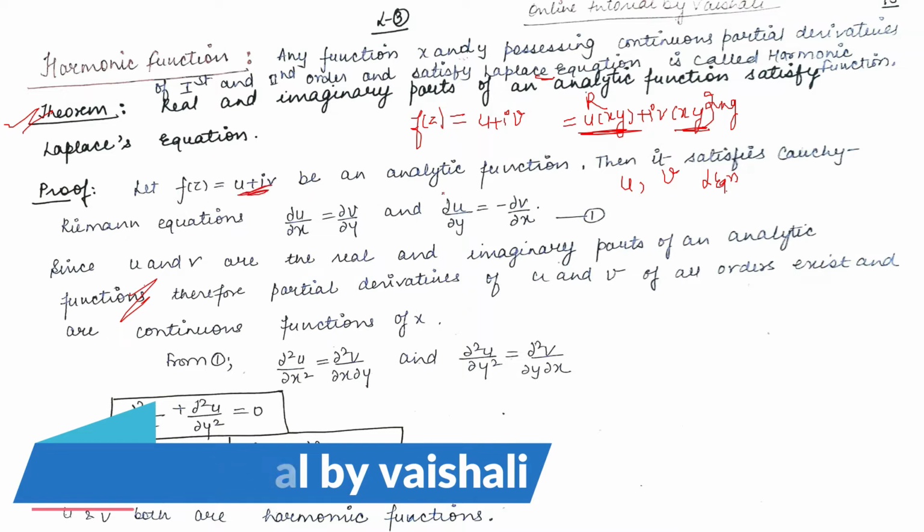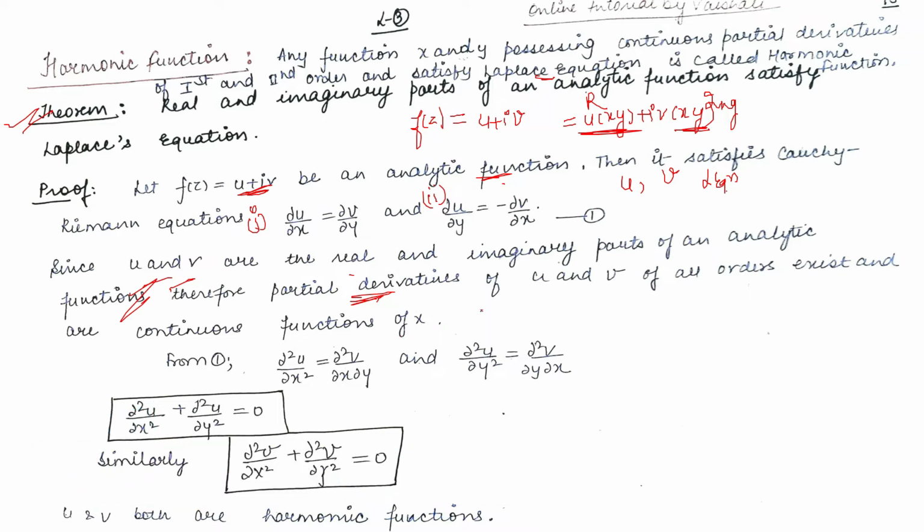If f(z) equals u plus iv is an analytic function, then they satisfy the Cauchy-Riemann equations. What are the Cauchy-Riemann equations? The first CR equation is del u upon del x equals del v upon del y, and the second CR equation is del u upon del y equals minus del v upon del x. I'll call these equations 1 and 2. Now since u and v are the real and imaginary parts of an analytic function, the partial derivatives of u and v of all orders exist and are continuous. That means del u upon del x exists and del 2u upon del x square also exists. Then del v upon del y exists and del 2v upon del y square exists.